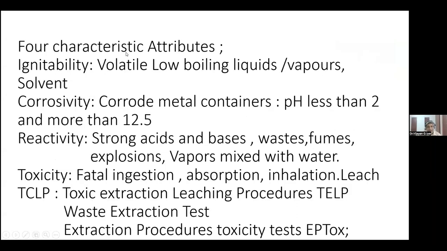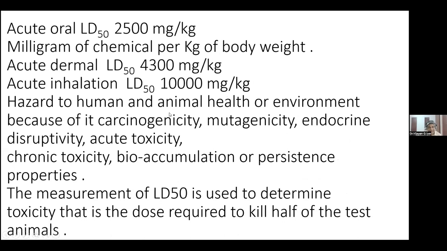And these are the characteristics: ignitability characteristic, corrosive characteristics. The corrosive ability of the hazardous substance BT is pH less than 2, that is a hazardous acidic environment, and a hazardous alkaline environment is above 12.5. Then toxicity and reactivity, by means of toxic extraction leaching procedures, TCLP, and toxicity: fatal ingestion, absorption and inhalation. And these are all the various values that have been measured and monitored.